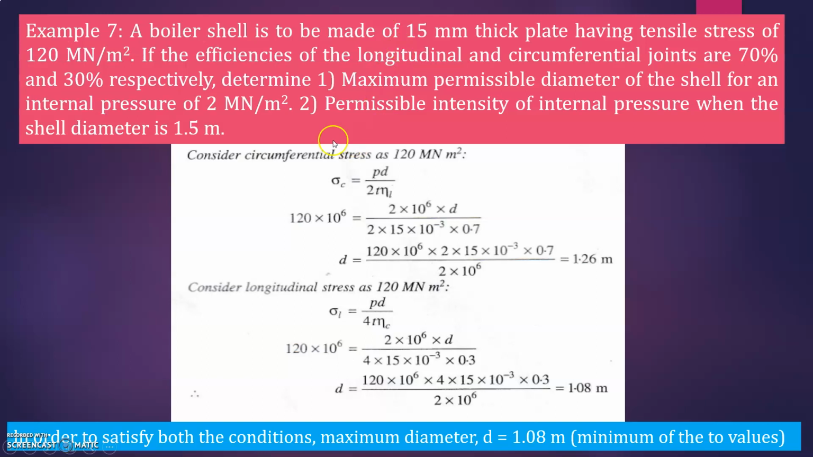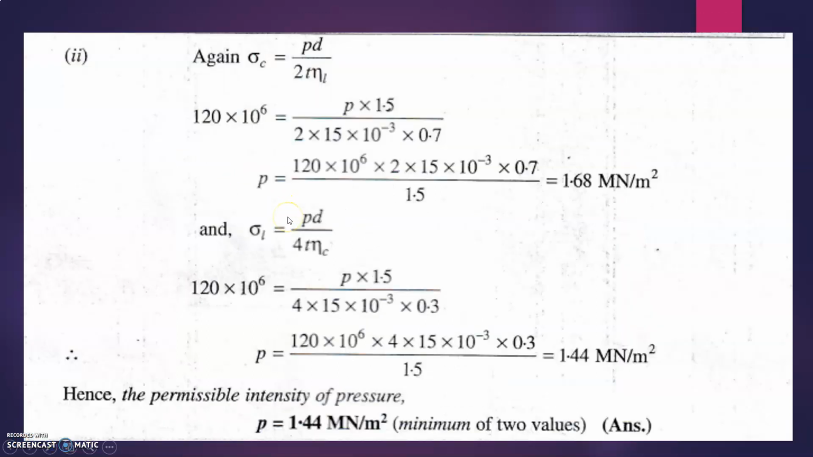In the second case, you have to calculate the permissible intensity of internal pressure when the shell diameter is 1.5 meter. Now the diameter is given, so you have to calculate the pressure. Use the same formula again, σC equal to PD divided by 2 into T into efficiency. Circumferential stress is 120 into 10⁶, P is unknown, D is 1.5, and T is given. Substitute everything and you get P equal to 1.68 MN/m².